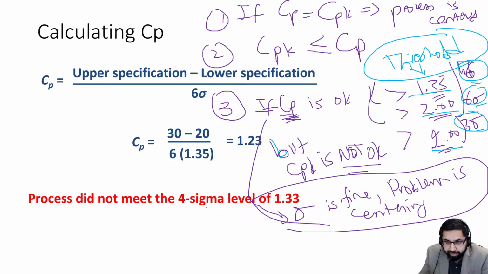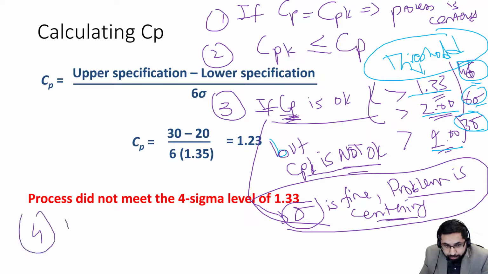If you're filling weight and the weight is too high, you adjust the filling machine, things like that, to recenter the process. So if CP is okay, that means sigma is fine, and CPK is not okay, that means the process is not centered, so the problem is the centering and you center the process.